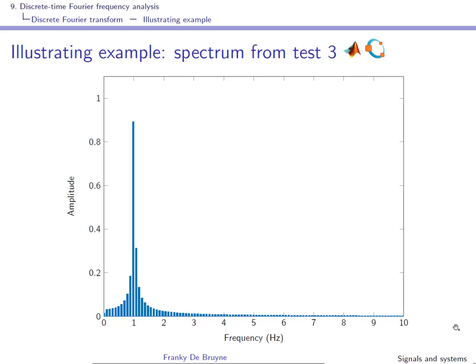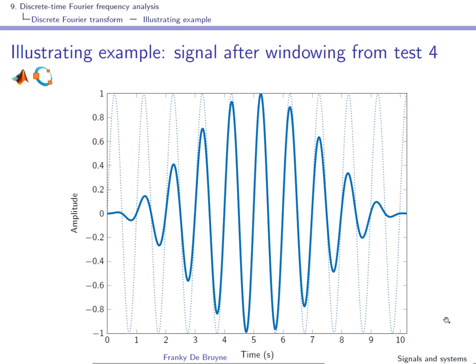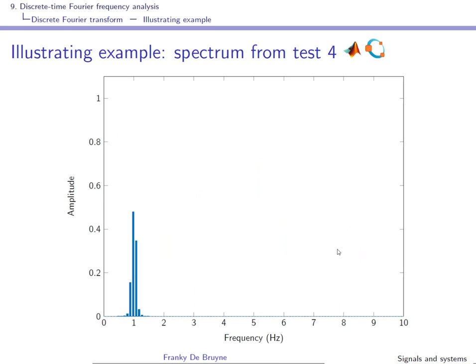You can see a spike at 1 Hz, but you also see the presence of these spurious frequencies that have appeared. The signal here has been obtained from the signal from test 3 after applying windowing, and now you see that this sequence will start and end at 0, so there will be no spectral leakage, but of course the signal has been modified. This is the amplitude spectrum of this fourth signal.